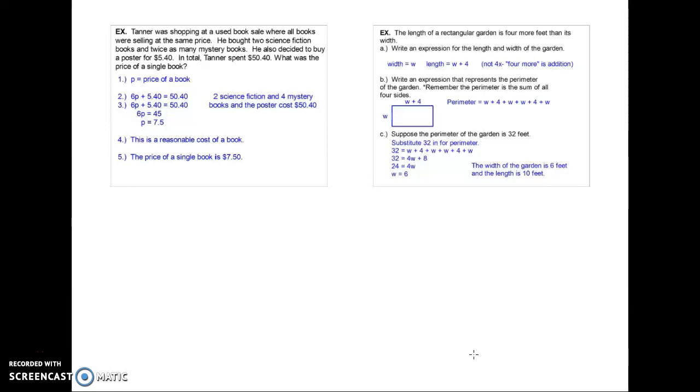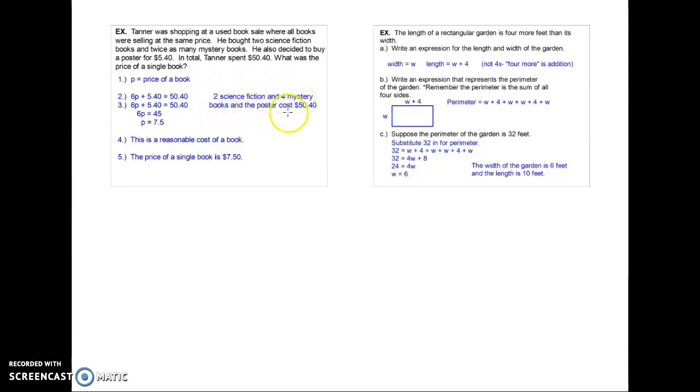Okay, so I start with my first step, which is to figure out our variable. So P equals price of a book. Okay, that's what my question is asking. So I have to write that out, that P is equal to a price of a book. Step number 2 is to create your equation. Now, we were told that there were 2 science fiction books, and twice as many mystery books. So if there were 2 science fiction books, there had to be 4 mystery books. Okay, and that all comes from the question. He bought 2 science fiction books and twice as many mystery books. So that would be 2 and 4.